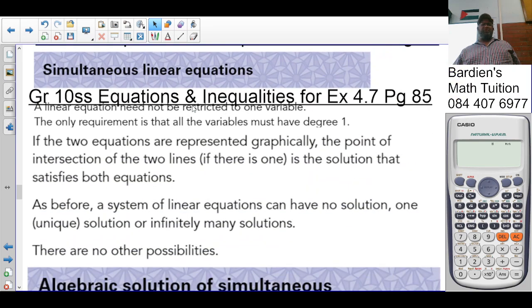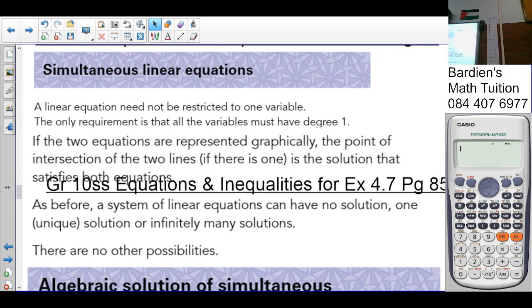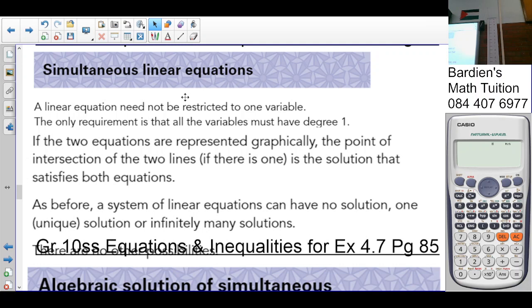Alright, so now today we're going to look at simultaneous equations. There's going to be 2 parts to this lesson. We're going to spend some time on the equations and the simultaneous equations out of exercise 4.7. There's one example here. I'm going to do that one example. I'm going to give you 2 minutes to do it.